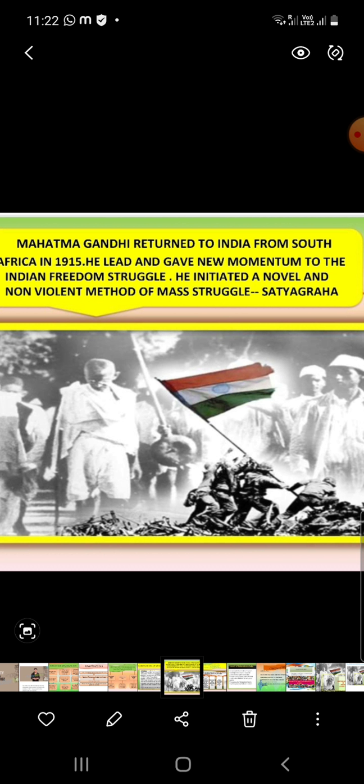So we see how Gandhi ji called for Satyagraha, and how Gandhi ji motivated the people not to follow the path of aggressiveness. There is no need to use physical force to win our target, to get our goal.